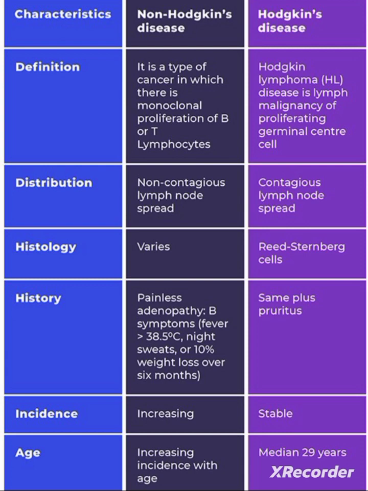Like non-Hodgkin's disease, Hodgkin's lymphoma also has B symptoms, but there is an extra symptom, pruritus. There will be the extra symptom of pruritus in Hodgkin's disease. Next, incidence. The incidence rate of non-Hodgkin's is increasing. Hodgkin's disease incidence rate is stable. Non-Hodgkin's incidence increases with age. If the age increases, there is an increased chance of non-Hodgkin's lymphoma. But Hodgkin's disease affects at a median age of 29 years.